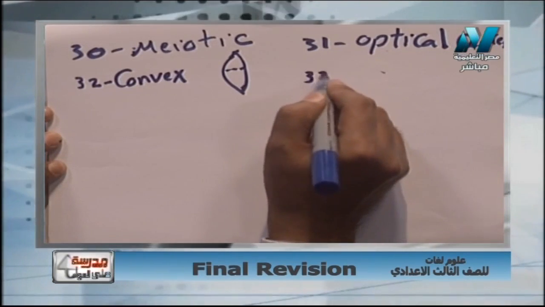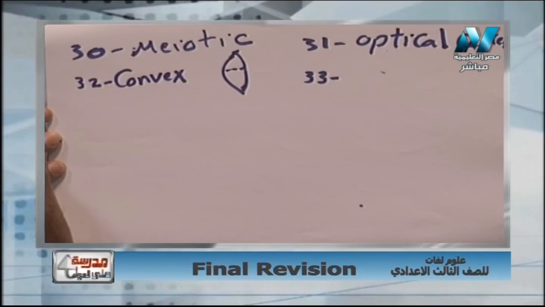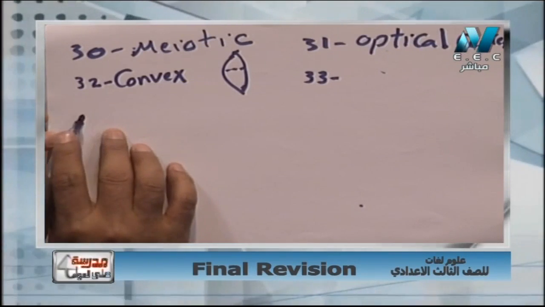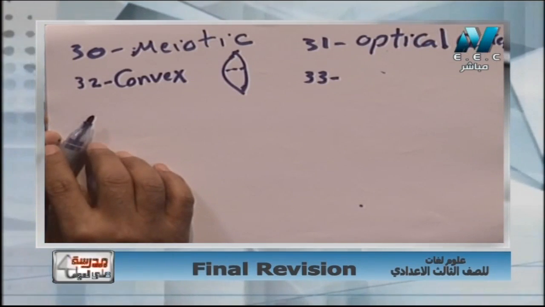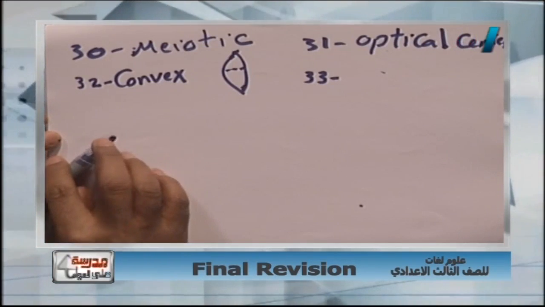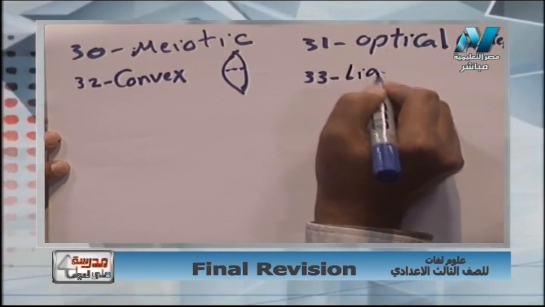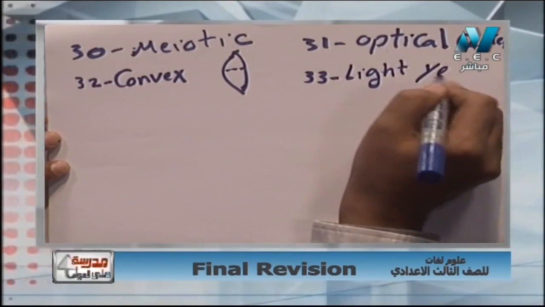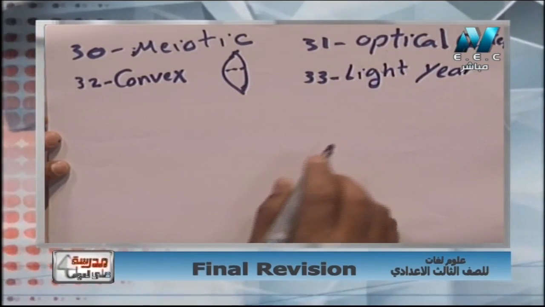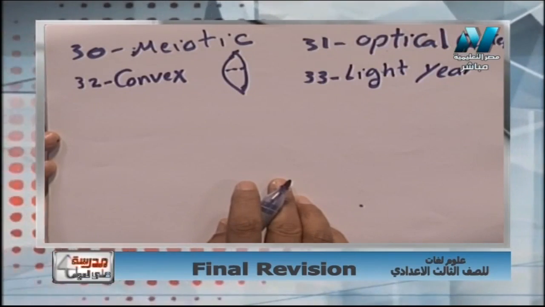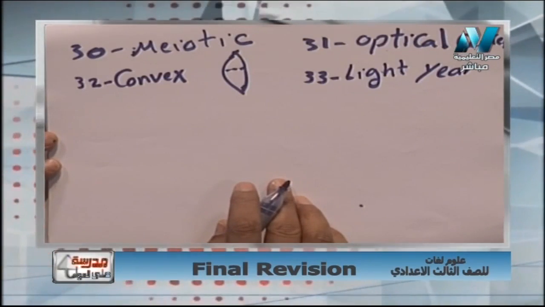33. The measuring unit for distance between celestial bodies. What is the answer? Light year. Light year has two definitions. Number one, it is the measuring unit of distance between celestial bodies. Number two, it is the distance covered by light in one year.